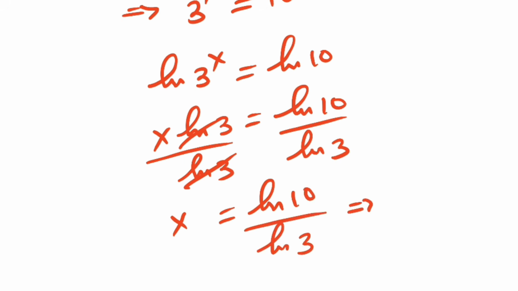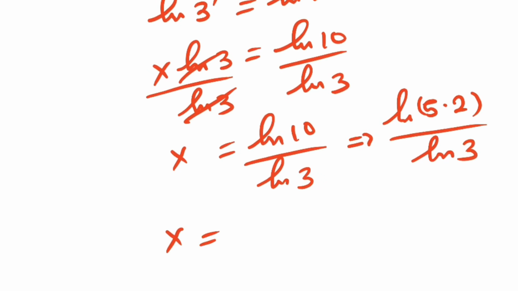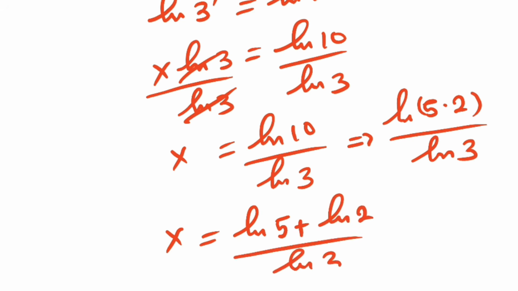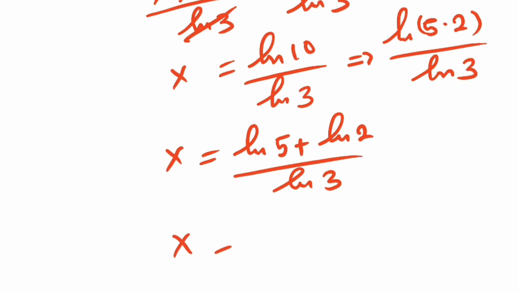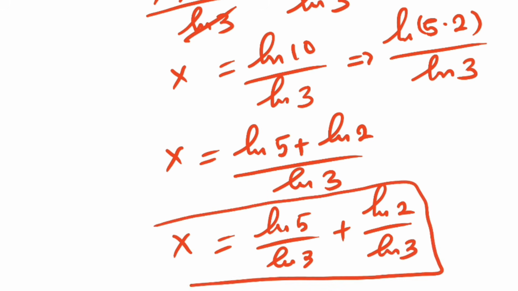And this is same thing as ln of 5 multiplied by 2 over ln of 3. So x is equal to ln of 5 plus ln of 2 over ln of 3. So x is equal to ln of 5 over ln of 3 plus ln of 2 over ln of 3. Then this is also the same answer.